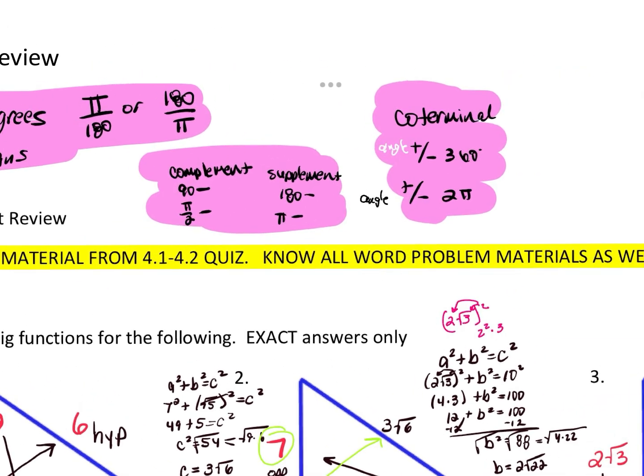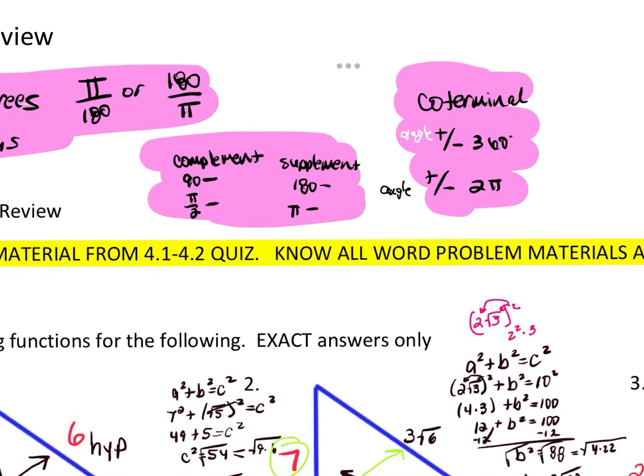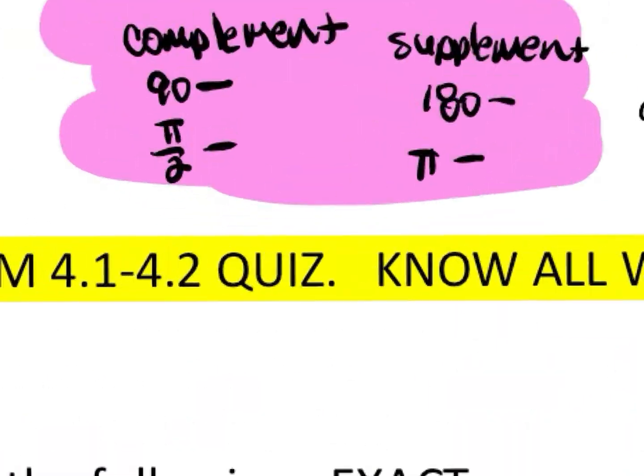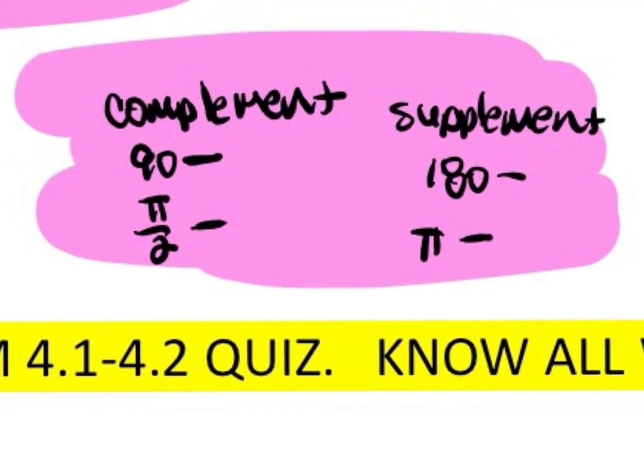A lot of you made mistakes with the coterminal and the complement supplement. When you are finding the complement or supplement, whether it's degrees or radians, the 90 and the 180 has to come first. Some of you said like 72 minus 90. Oh, there isn't one. It has to be 90 minus for complement, or pi over 2 minus. For supplement, it has to be 180 minus or pi minus. When you're adding, the order doesn't matter, but when you're subtracting, it does.